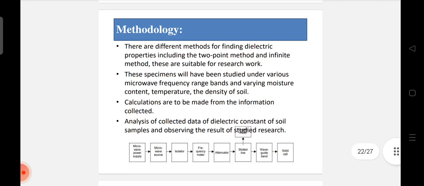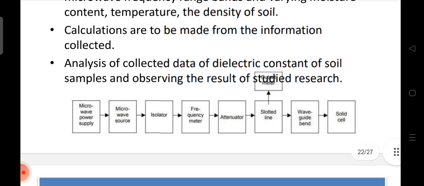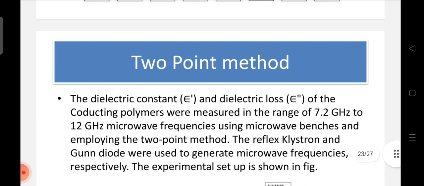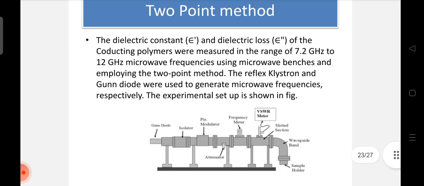Then methodology. There are different methods to find dielectric properties, including the two-point method and the infinite method. They are suitable for research work. Here you can see a block diagram of a microwave bench: microwave power supply, then microwave source. Normally we use a klystron as the microwave source, then isolator, then frequency meter, then attenuator, slotted line, waveguide band, and solid cell. We basically use the two-point method, and it is easy to use.